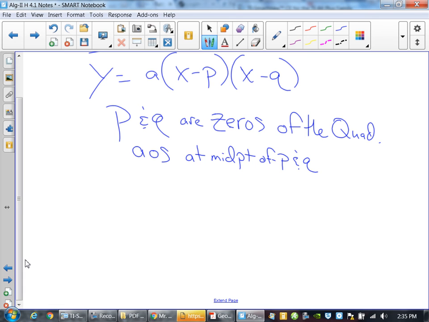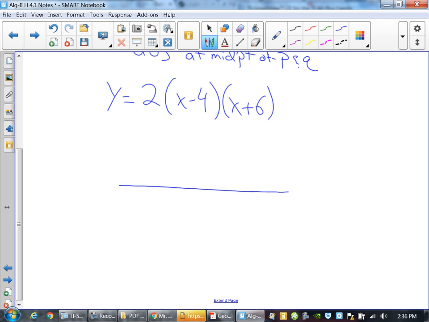So here's what it looks like. If we take y equals, just trying to keep them easy, 2(x minus 4)(x plus 3). Let me change this to a 6, that way we can keep even numbers. If I have (x minus 4)(x plus 6), what are my zeros for that? What makes that a 0? 4 and -6. So this means that this parabola crosses the x-axis at 4 and -6.